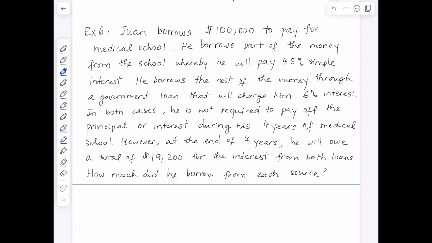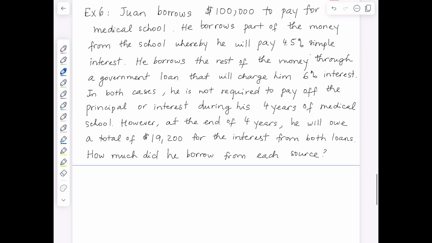First, let's go over the interest formula. I is equal to PRT, where I is the interest earned, P is the principal, which translates to the amount invested.